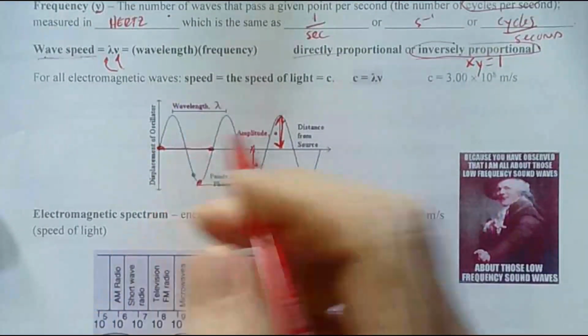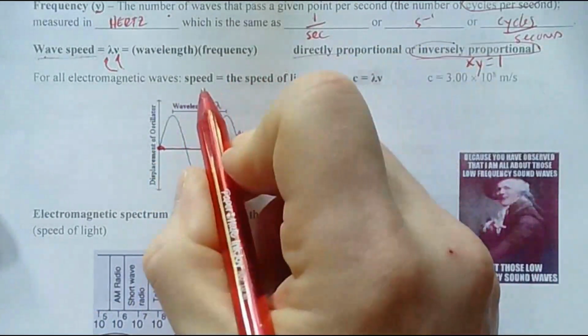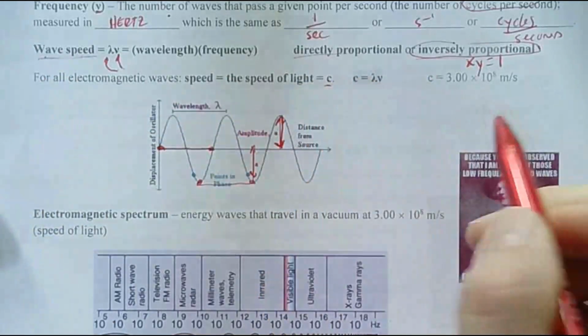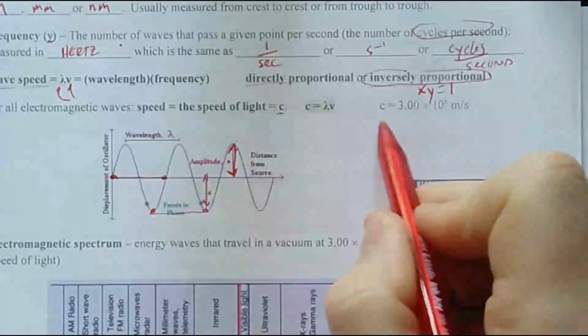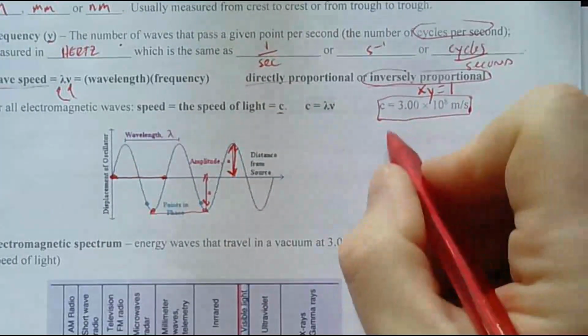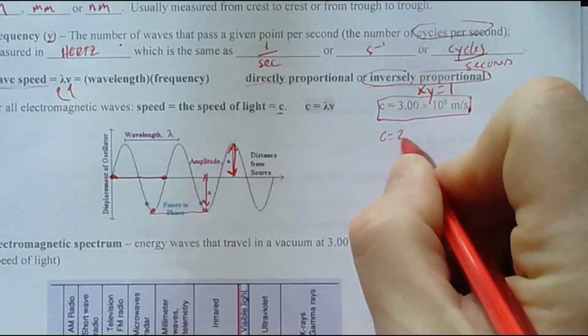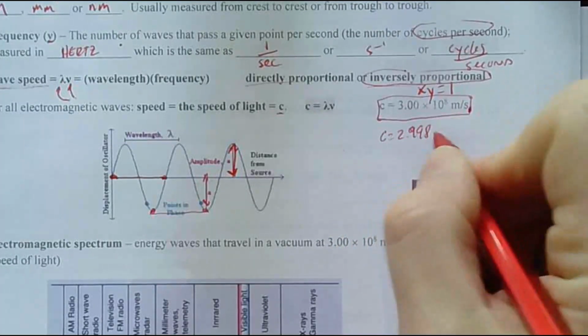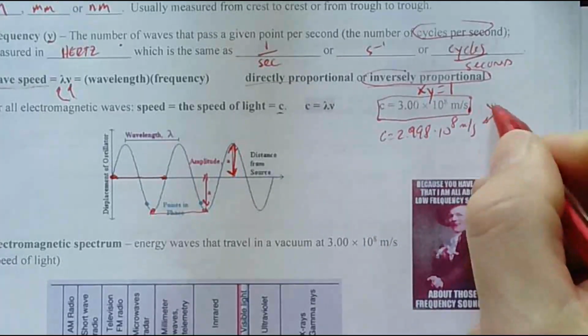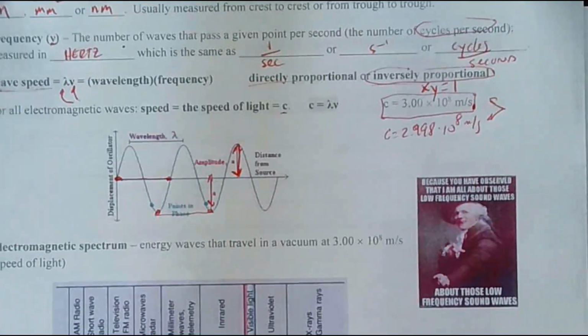For electromagnetic waves, when we're talking about light, the wave speed is a constant, and it's given the symbol c. And here is the value of c. This is also listed on your periodic table, as 2.998 times 10 to the 8th meters per second. It doesn't matter which one you use. It won't make a difference.